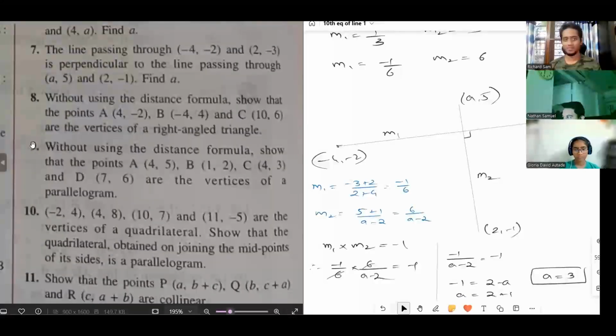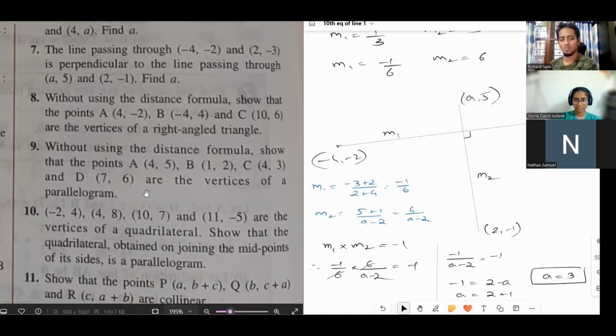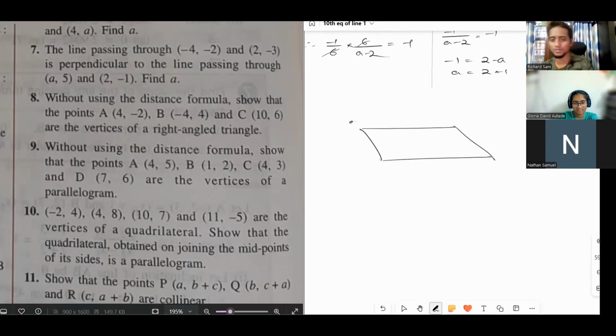9th question. We'll just discuss this. How do we do this? Without using distance formula, you have to prove that these are the vertices of a parallelogram. If you're able to use distance formula, how would we do it? Suppose they don't say this rule. This is a parallelogram, and you have all the points A, B, C, D. How would you prove that this is a parallelogram?